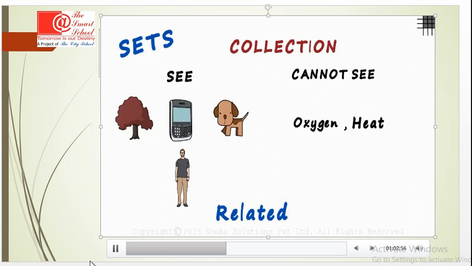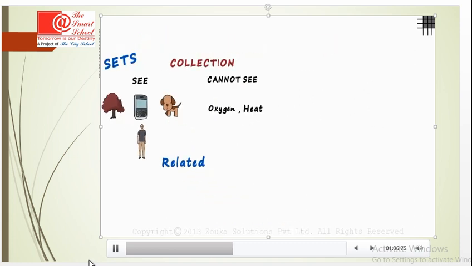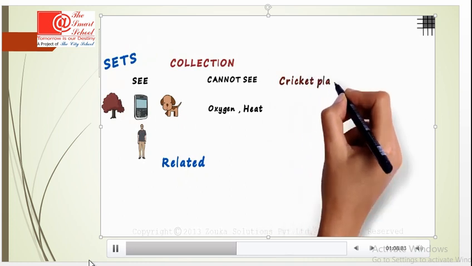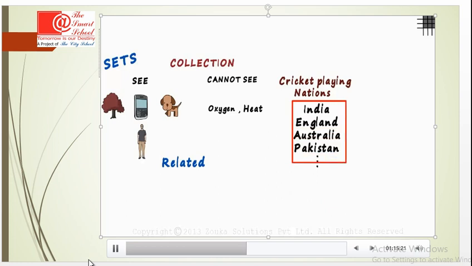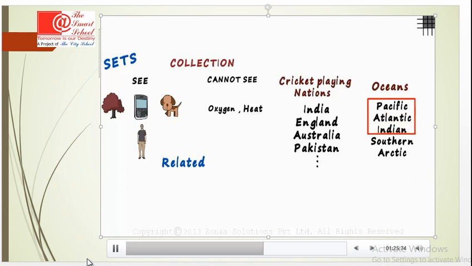Let us look at a few more examples to understand better. Try to list down all the cricket-playing nations you know of. I would probably have said India, England, Australia, Pakistan, and so on. Now try to list all the oceans you've heard of. If you didn't know, there are 5 oceans in the world: Pacific, Atlantic, Indian, Arctic, and Southern Ocean.